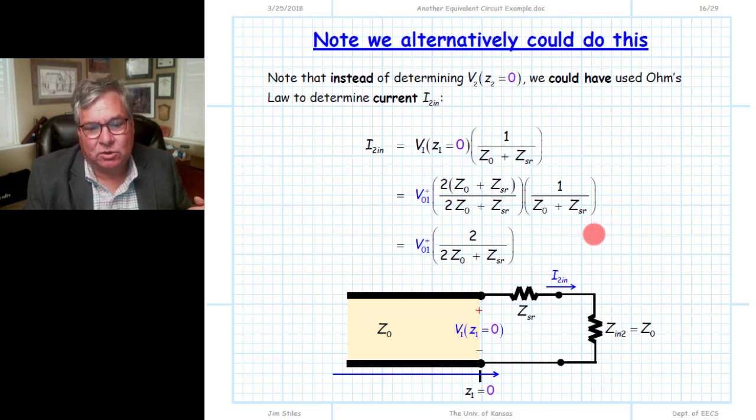And so instead of determining the voltage here at the beginning of the line, we could have determined the current at the beginning of the line. And we do that by simply using Ohm's law. We take the voltage from here to here, which we've calculated in terms of V01 plus, and divide by the sum of these two impedances. That would give us the current that is flowing through them, and that would give us this current I2N. So instead of using the voltage division math that we used in the previous analysis, now we simply divide by the impedance using Ohm's law, and we get the value of I2N.